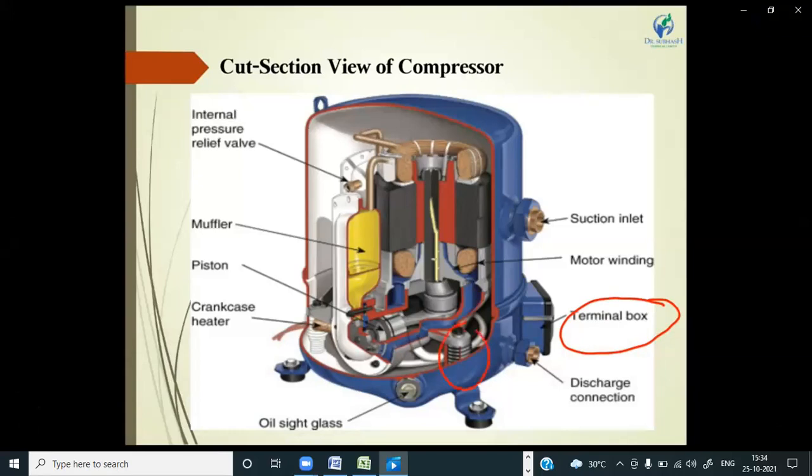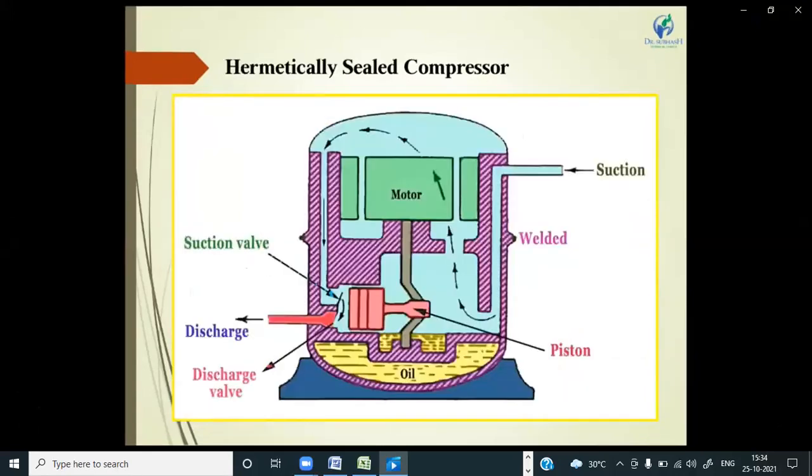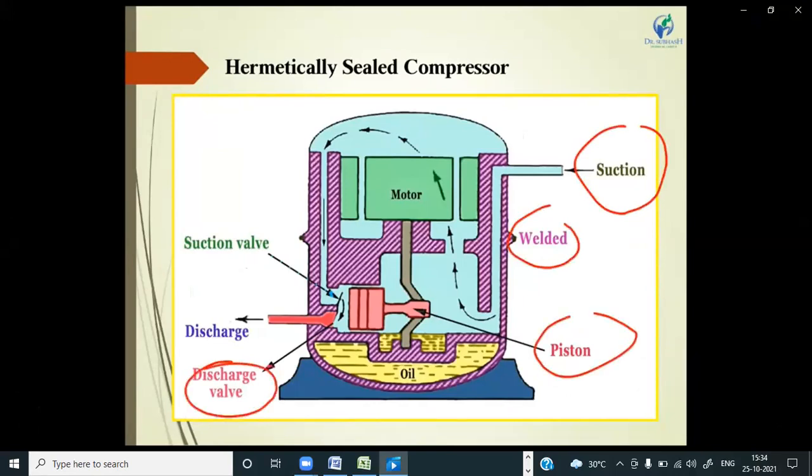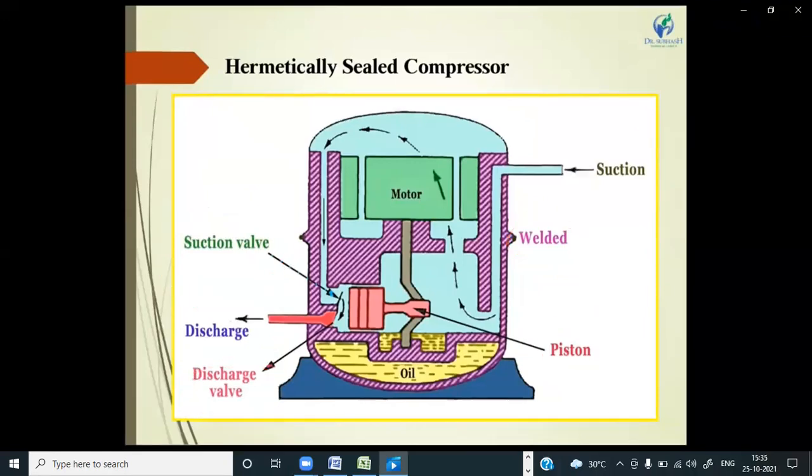These are the springs. The springs are mounted in the base of the motor and compressor assembly to absorb the additional vibration. This is the normal figure of the hermetically sealed compressor: suction line, welded joint, piston, discharge line, discharge valve, discharge and suction valve, and these are the base platform.